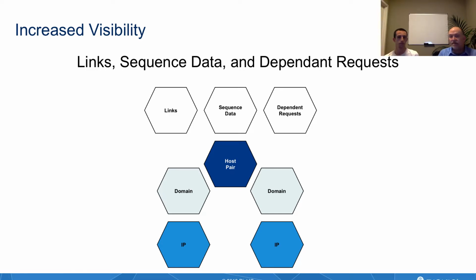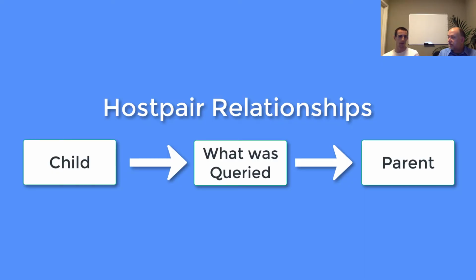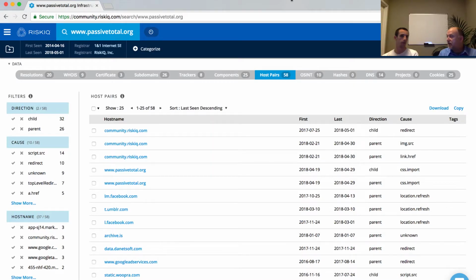That's correct. So looking at host pairs, this is another data set that we've sort of coined our own term for because it didn't exist. Essentially, host pairs are two pieces of infrastructure, a parent and a child, that were observed being connected dynamically when our web crawlers, our virtual users, crawled the web page. So this could be like you're having a Facebook image on your website, and that would be pulled in to render on your website. Yeah, so if we took www.passivetotal.org, that would be the parent in that case, and then Facebook would be the child, and the cause between them would be an image reference.